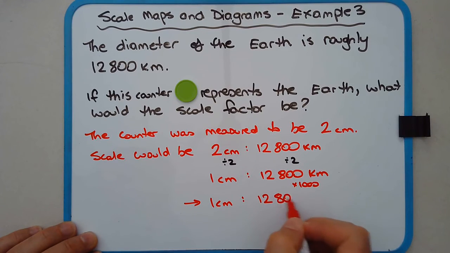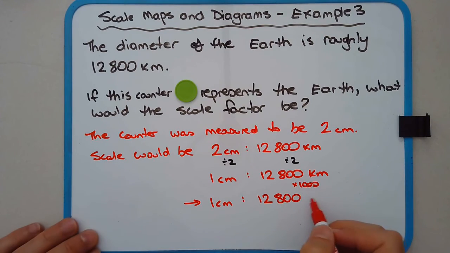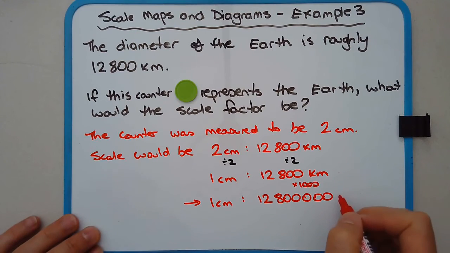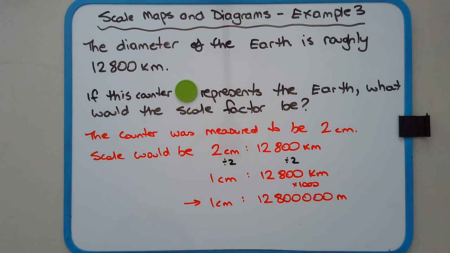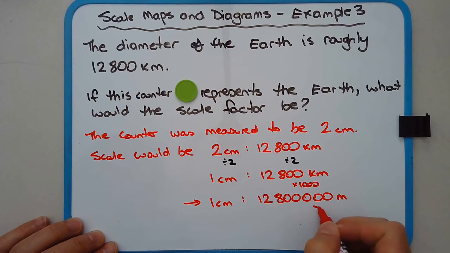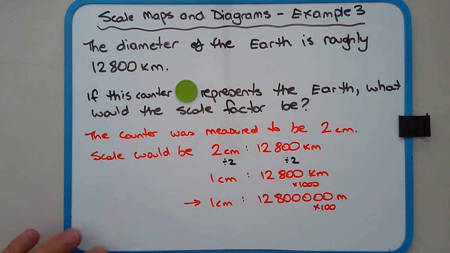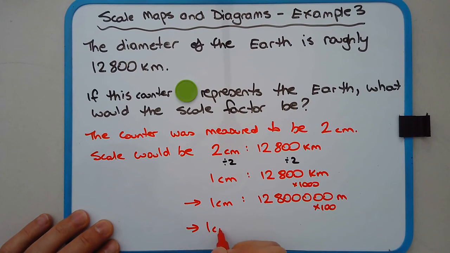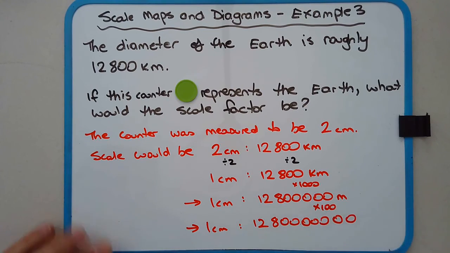A bit of a shortcut to that would be just to add 3 more zeros: 1, 2, 3. And that's in meters. So we're getting a little bit closer now to the final answer. Next thing we need to do is convert meters into centimeters, so that the two terms of the scale are identical to each other. So let's multiply that by 100, and we end up with 1 centimeter to 128,000,000, and we're going to add another 2 more zeros.